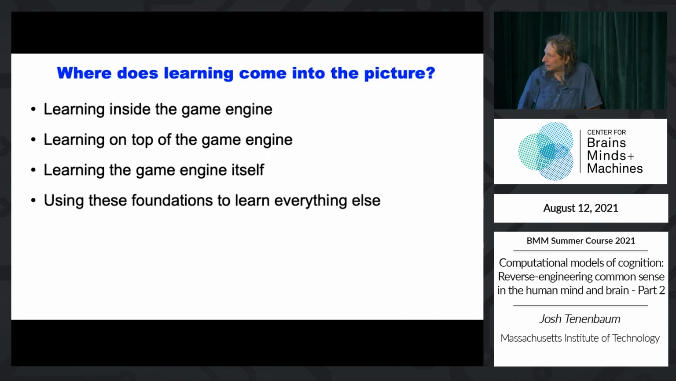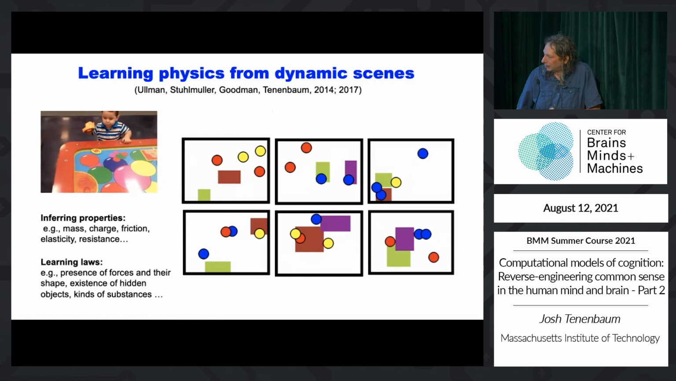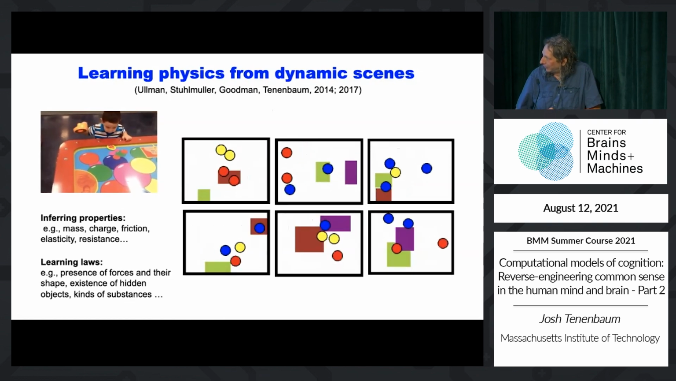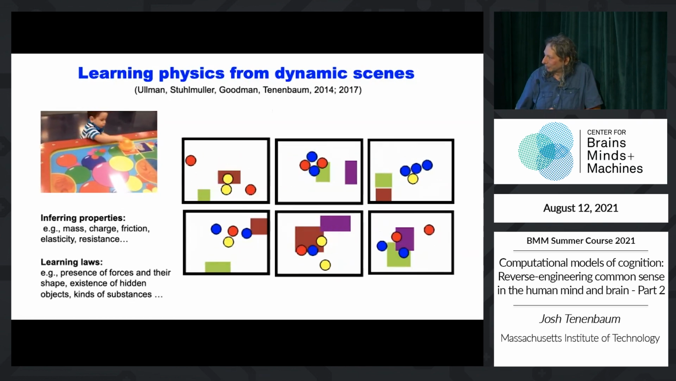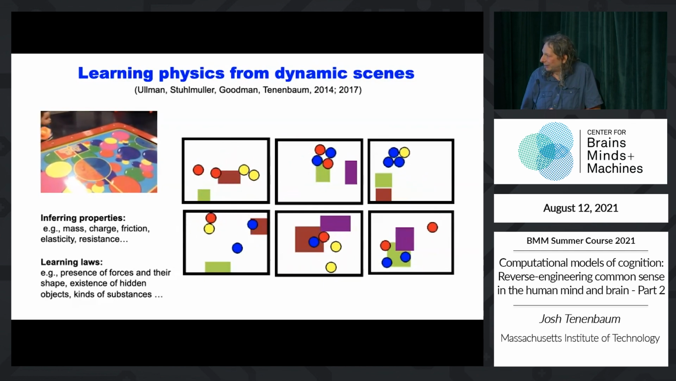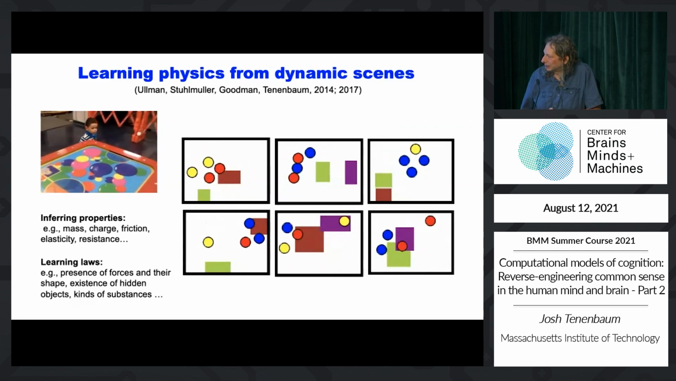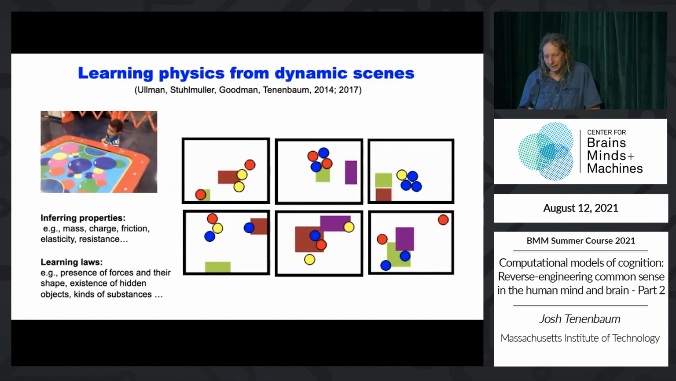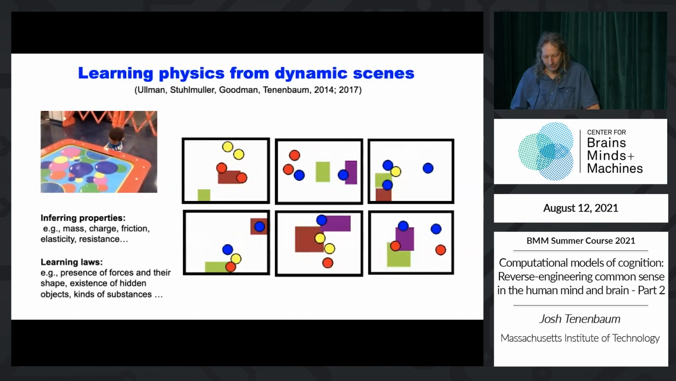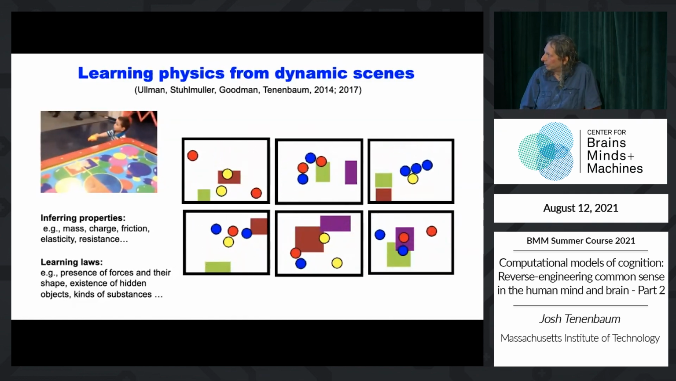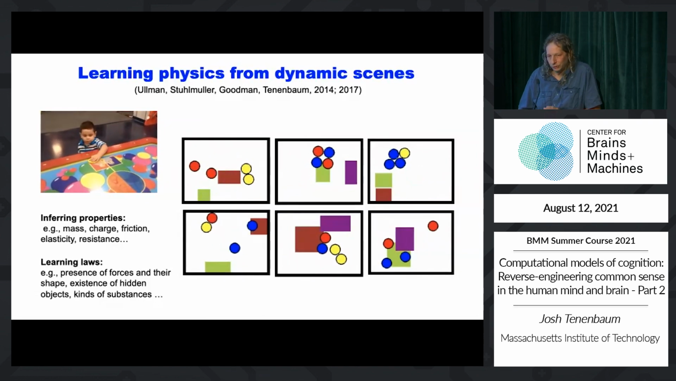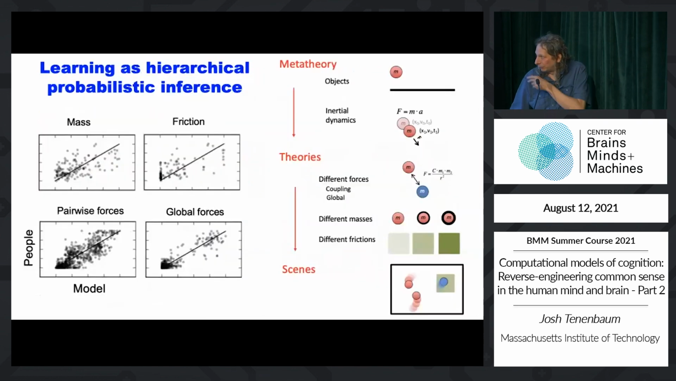Like I mentioned, if you want to learn inside the game engine, you can show people scenes like these little air hockey tables where they have unusual physics, like things magnetically attract or repel each other, or there are weird other latent properties like sticky patches. And Tomer Ullman, who did this work a few years ago, showed how you can do a kind of hierarchical Bayesian inference to very quickly infer these parameters in ways that roughly fit with people's judgments.